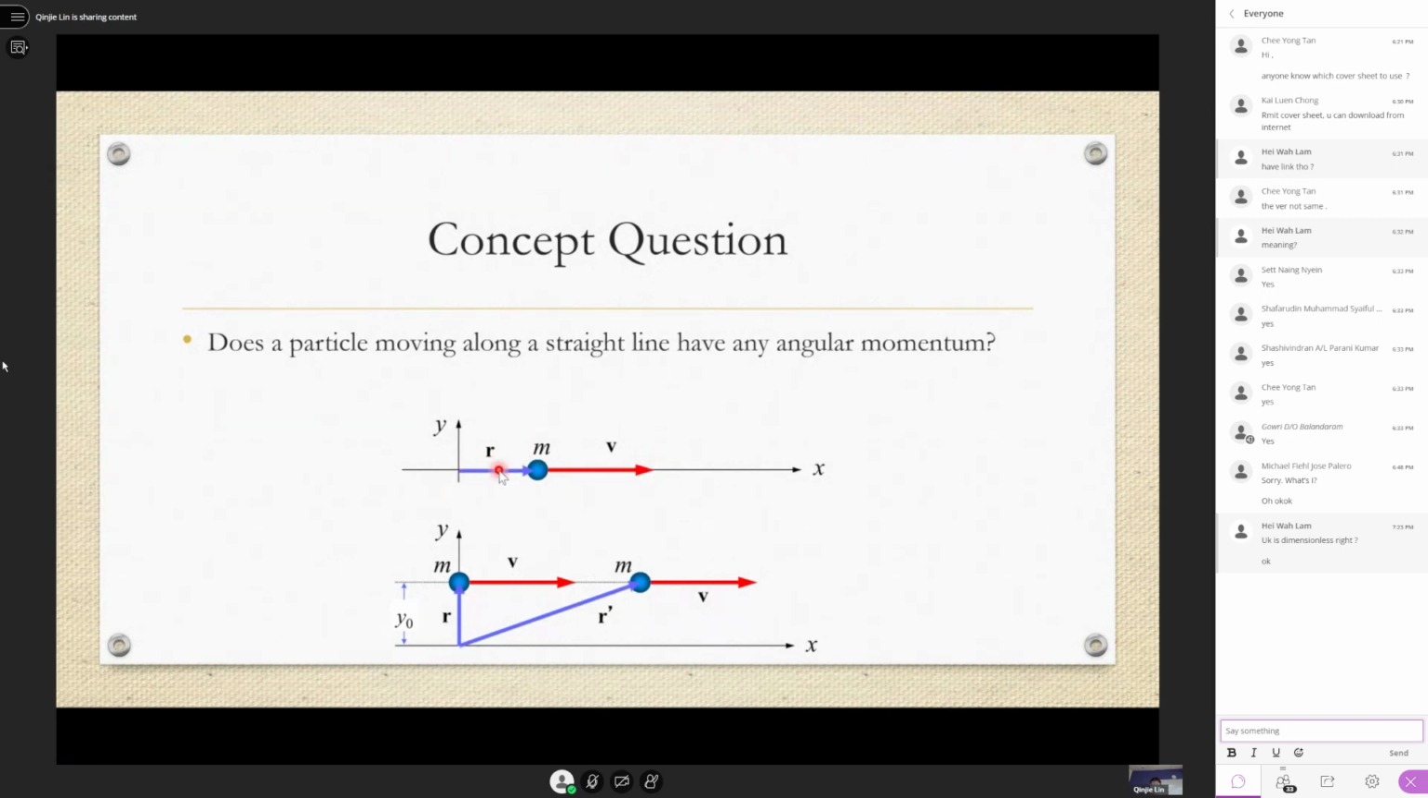But if you choose the origin somewhere else, let's say a distance away, and now R is from this origin to the object, the object is moving to the right. So in this case, if you do R cross your MV, you're going to get a value that will be some angular momentum. And logically, it makes sense.